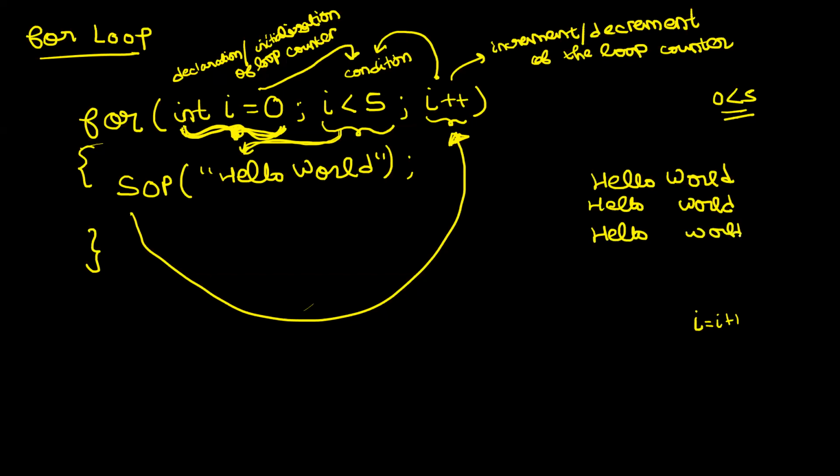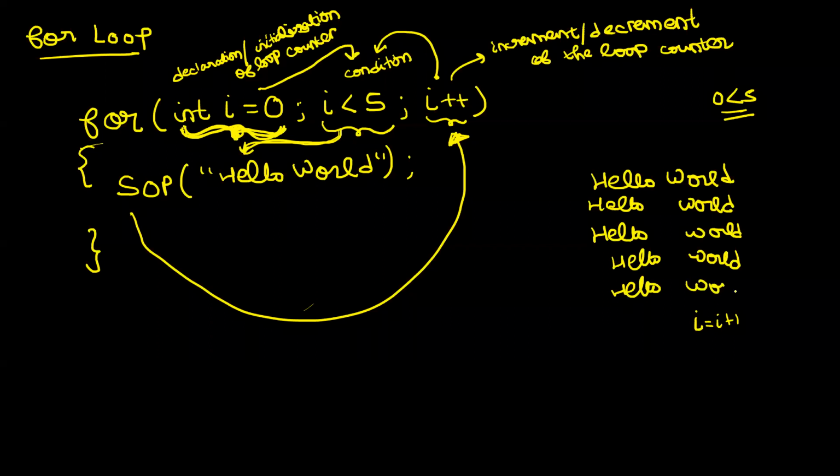Okay. Then again I++ will happen. The value of I will become 3. 3 less than 5 is true. I will enter. I will print hello world. Okay. Then the value of I will become 4. 4 less than 5. I will enter. I will print hello world.